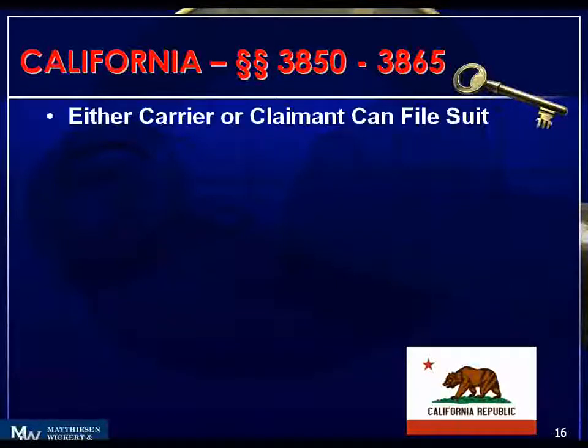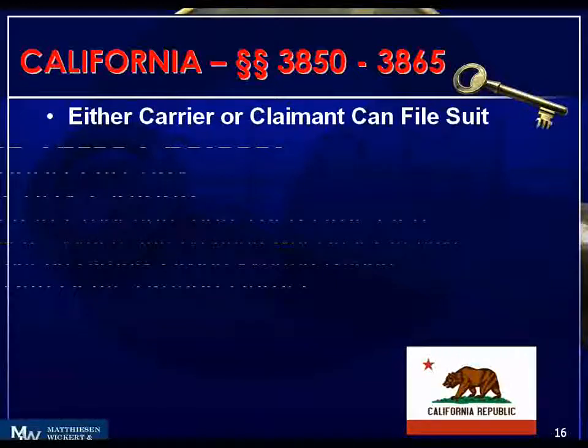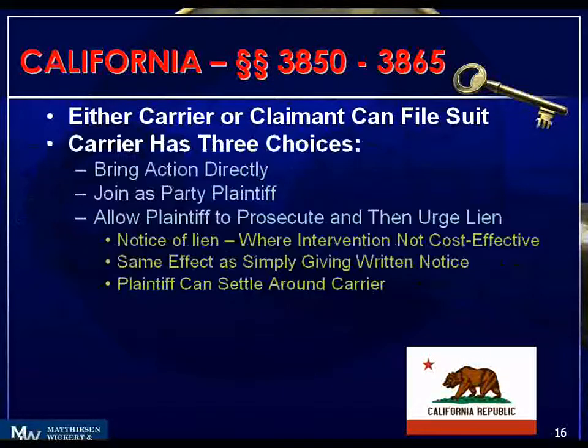And it's important because in California, either the carrier or the claimant can file suit, which is great. But the carrier has three choices. This is what makes knowledge important. Education is the key. Without knowledge, we're doomed to condemn ourselves to less than full recoveries, or in many cases, no recovery at all. Again, remember the investment that subrogation represents. It's real important to remember that in California, because you have a choice.